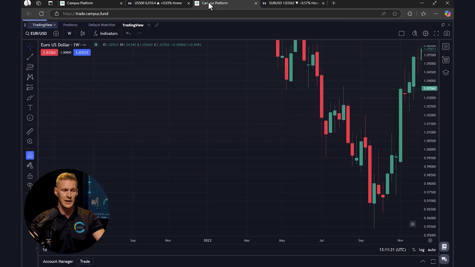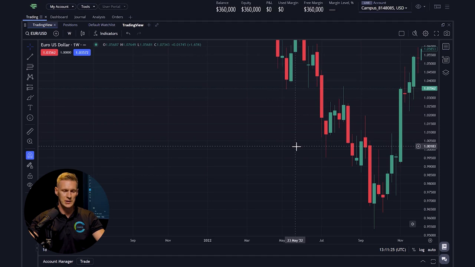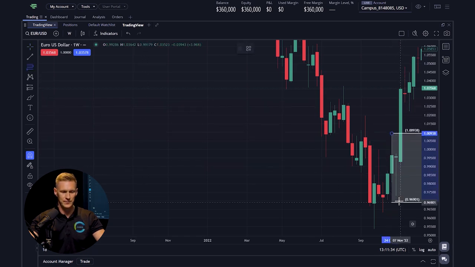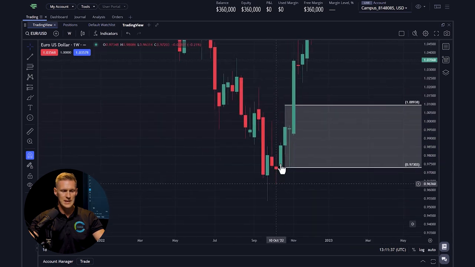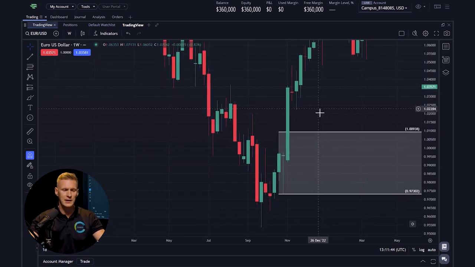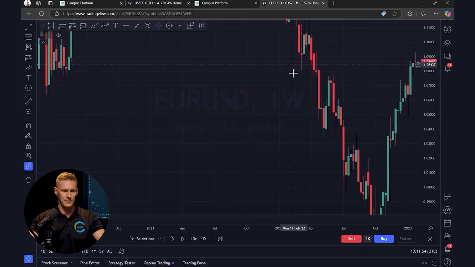And this is our rally-base-rally. Here, Euro-US dollar on the weekly chart. You can see a green candle, 2 basing candles, and another clear rally. I will highlight this for you. That's our rally-base-rally. Same idea as the previous example. We are waiting for price to come back into the zone to fill more institutional buying orders and price should rise up again. Let me show you this in the next example.